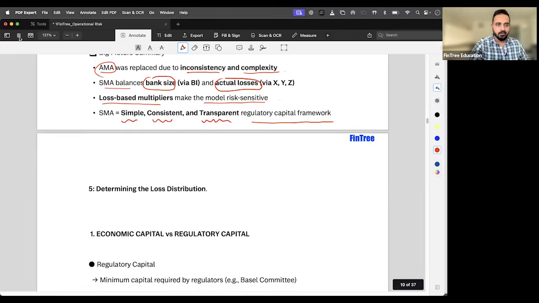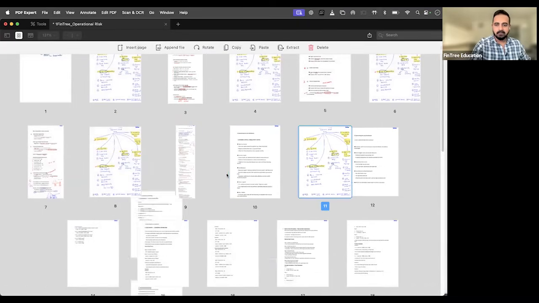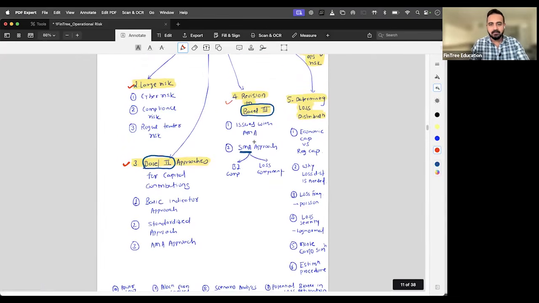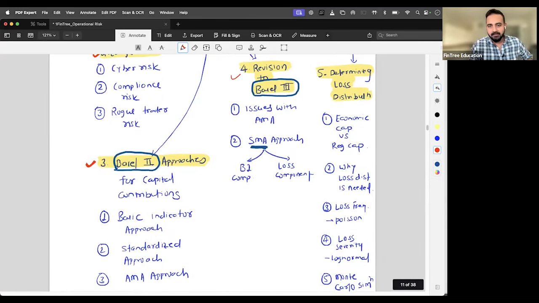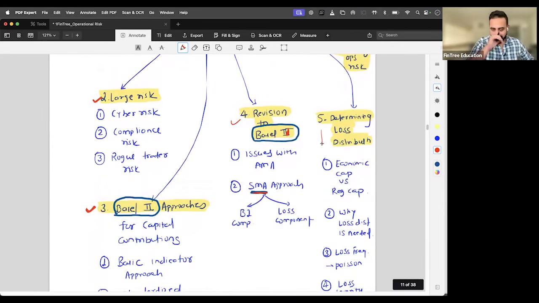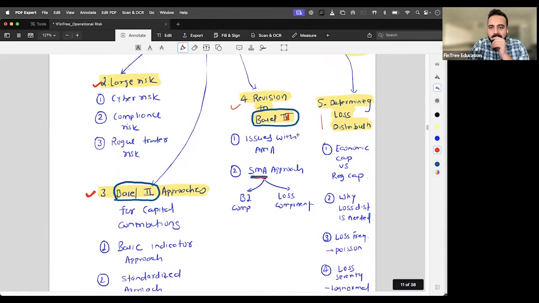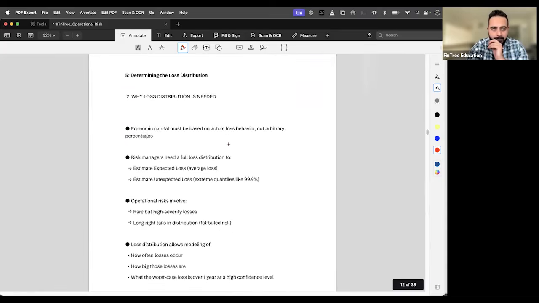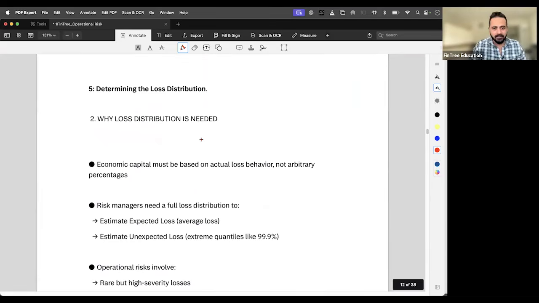Okay, with this we conclude section 4, and our 4 sections are over, which covered Basel III, the revision to Basel II, the issues with AMA, and then the SMA approach. Now we will go to section 5, which is the largest section, and we will do some work on determining the loss distribution. Alright, so we'll start looking at section 5 now, where we have to figure out how to determine loss distribution. First, why do you need that loss distribution?